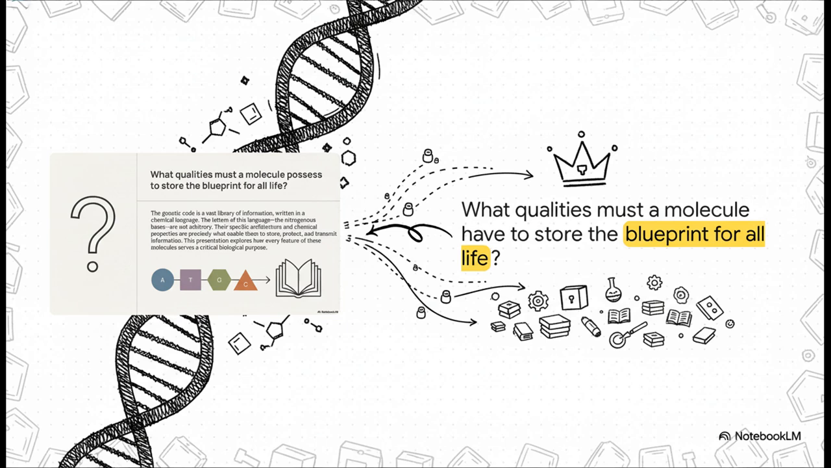Imagine for a second that you were tasked with creating a molecule, one that could store, protect, and transmit the instructions for every single living thing on Earth. What properties would it even need? You see, the genetic code is like this vast chemical library, and the real brilliance is in how the letters themselves, the nitrogenous bases, are built to meet this unbelievable challenge.